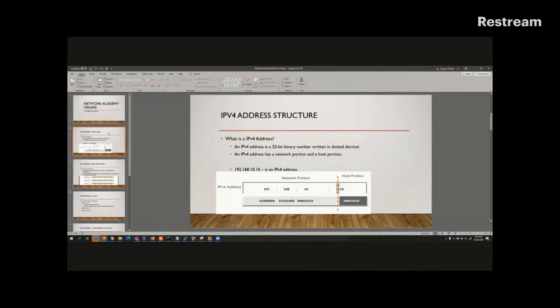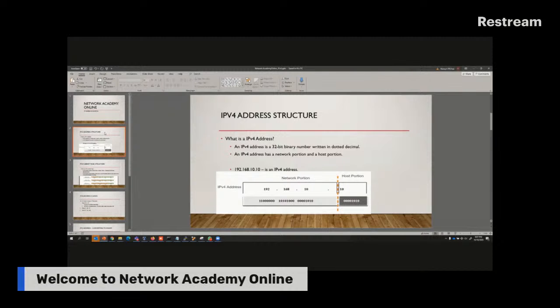Right. So let's start by talking about IP version 4 address structure. So what is an IP version 4 address? I like to describe an IP version 4 address as a 32-bit binary number that is written in dotted decimal. And an IP address has two portions. It has a network portion and a host portion. Now, I have provided an IP address here for you to see, which is 192.168.10.10. So this is the dotted decimal portion.